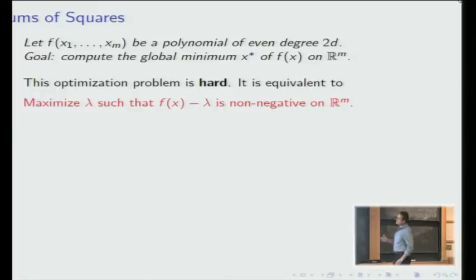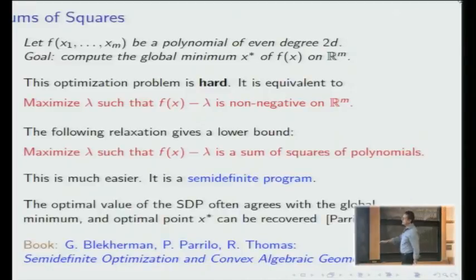Now, of course, minimizing a function is equivalent to maximizing the lower bound, right? So I want to find the best lower bound lambda such that f minus lambda is a non-negative polynomial on R to the n. That's hard, so let's do something else instead. Let's replace the condition that f minus lambda is non-negative with the condition that f minus lambda is a sum of squares of polynomials.